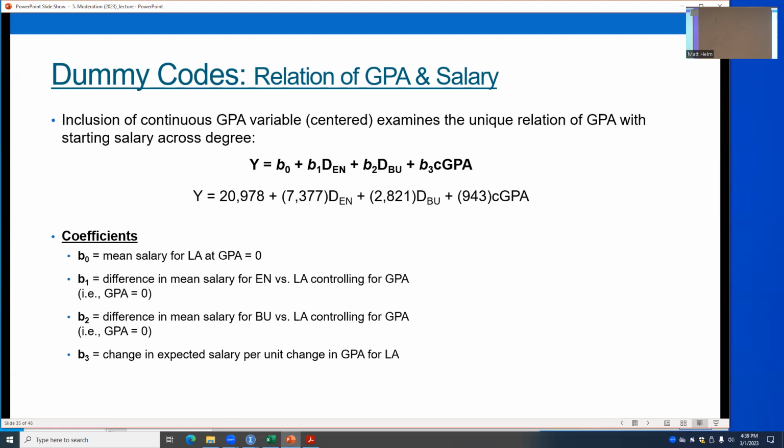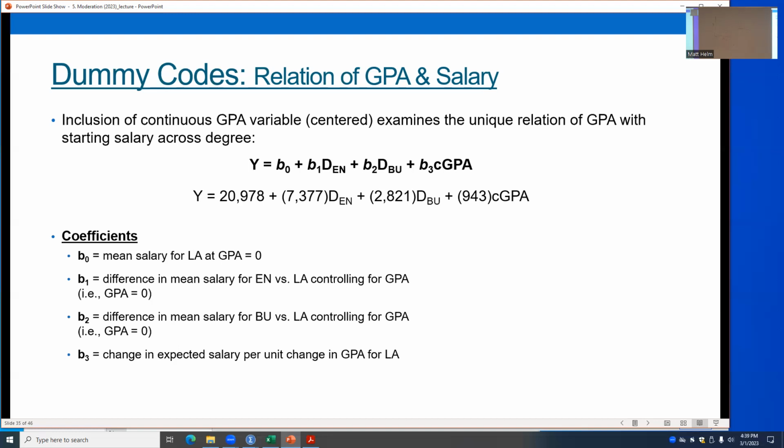Average, right? Does anybody get degrees with GPAs equal to 0? No, right? And so this doesn't make any sense. So what we go through and do is we center GPA, and now we've got the expected starting value for liberal arts majors at average levels of GPA for this sample at least.